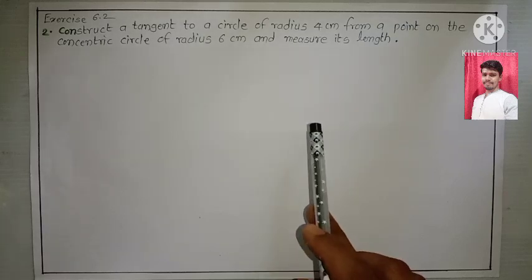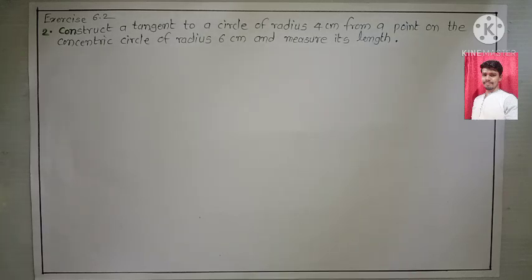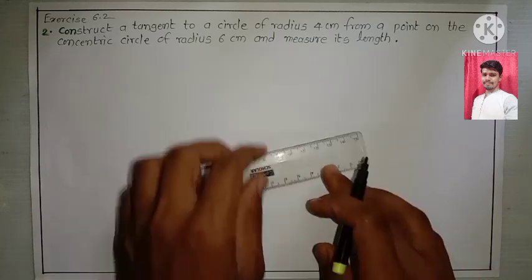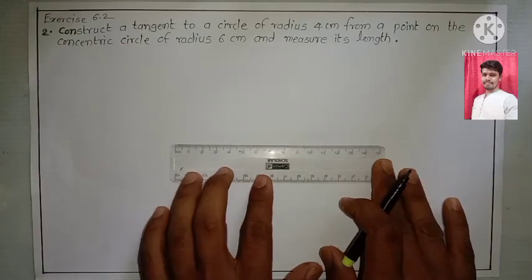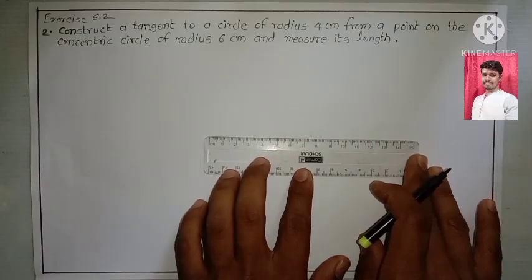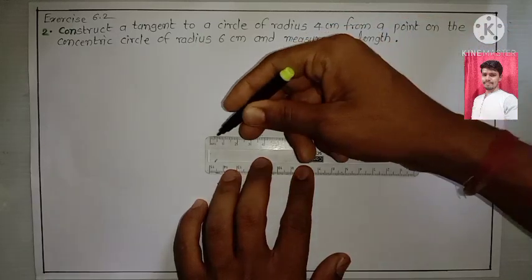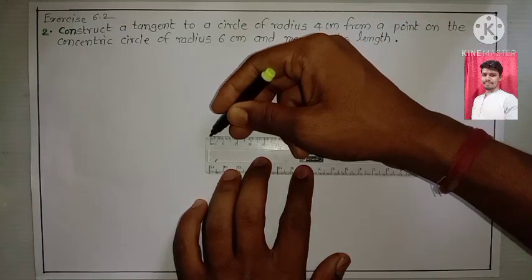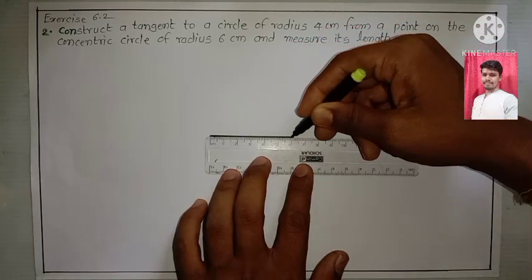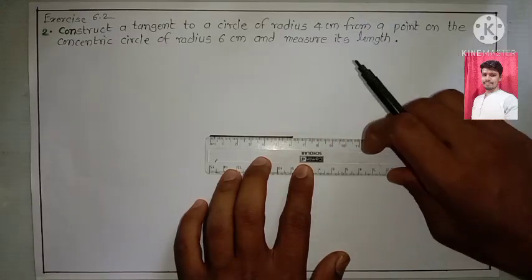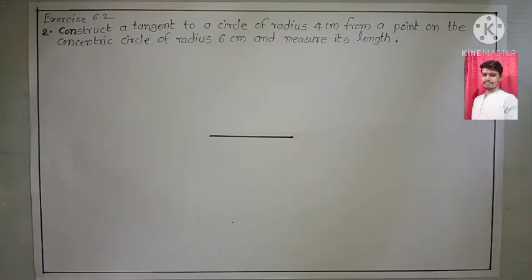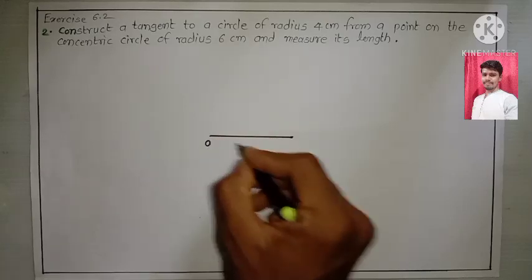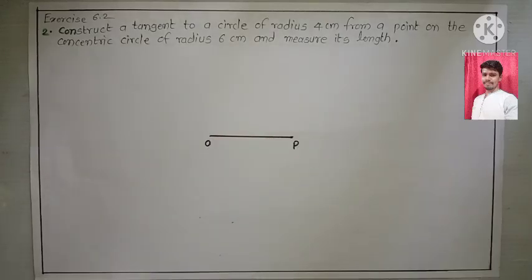Step 1: first draw a 6 cm line segment. So first, what are we doing? We want to draw a 6 cm line segment. Keeping the scale at 6 cm, from 0 to 6 cm we draw one line segment and name it OP. We took the names O and P.